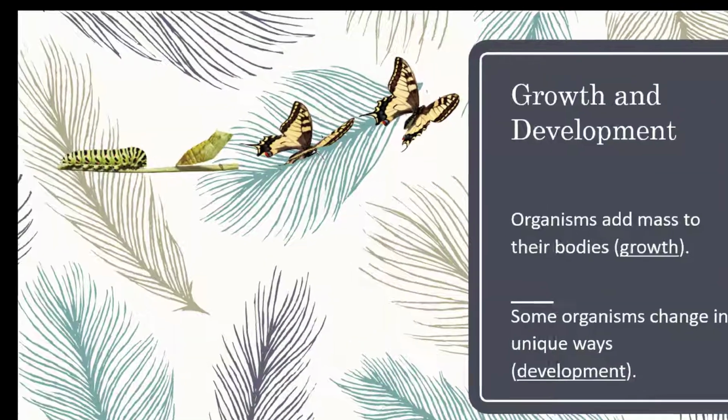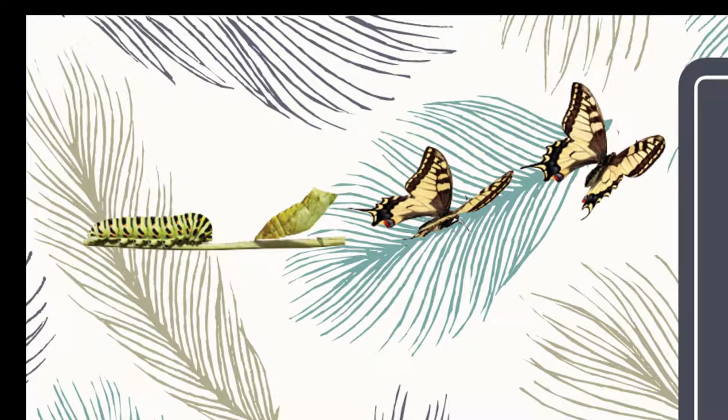So here you see the growth and development of a butterfly. Not only is it getting larger, but it's also changing. It's changing from a caterpillar into a pupa, and then inside the pupa, the butterfly undergoes changes and emerges as a butterfly. It's still the same organism, but it looks totally different from the way it did before.